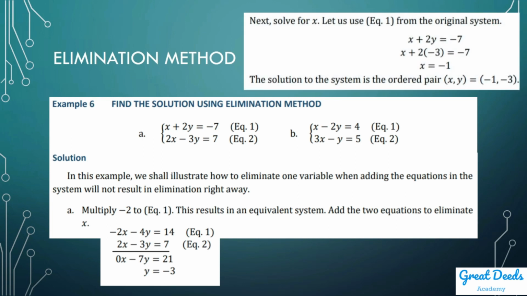We now go to finding the value of x. We already know that y is equal to -3, so by substitution, x plus 2 times -3 should be equal to -7. And then by simplifying, this is -6. X is equal to -7 plus 6. It is -1. This is the solution to our system. X is -1, y is -3.